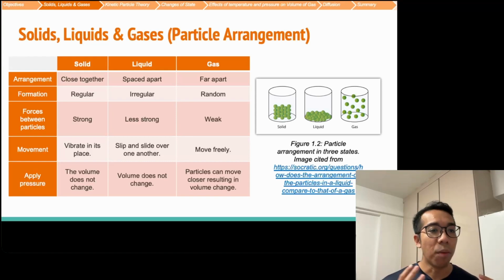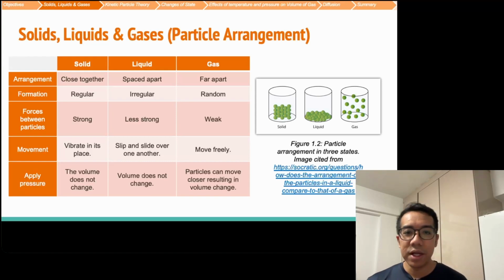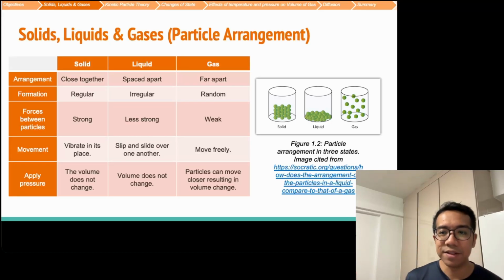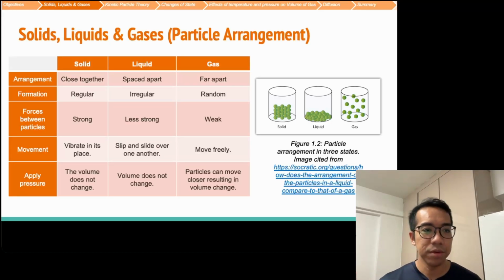Next, we'll go through formation. As you can see, solid has a regular formation. It's uniform throughout, whereas liquid is irregular. As you can see, it is actually taking up the entire bottom of the container. Whereas in gaseous form, particles in a gas do not have a proper, quote-unquote, proper formation. They exist in a random formation.